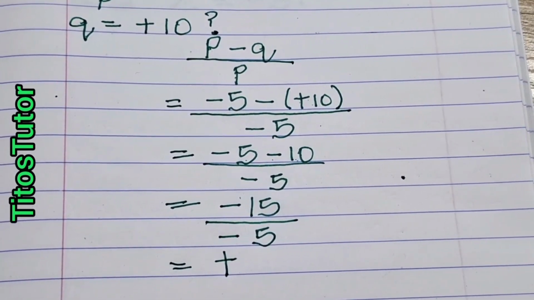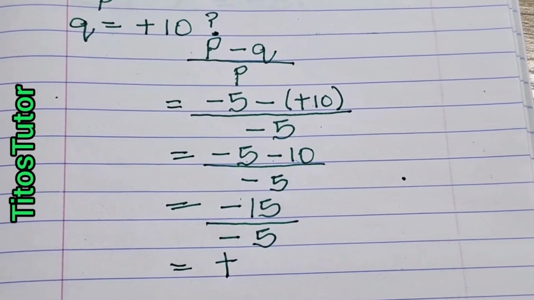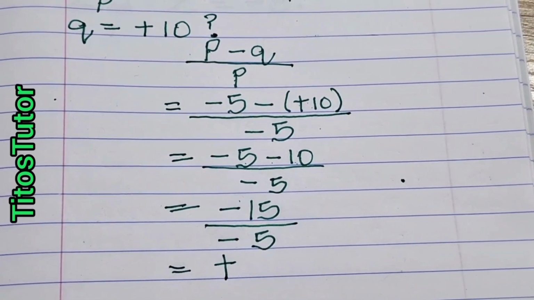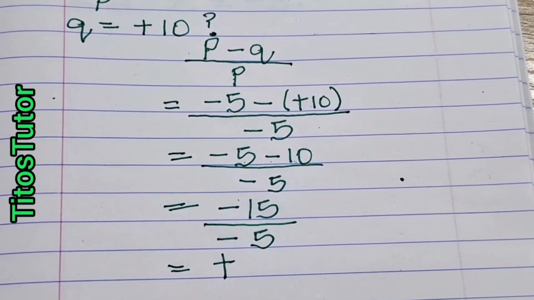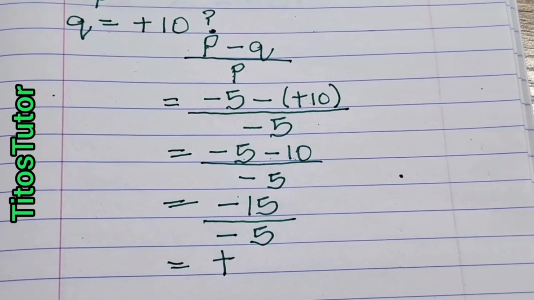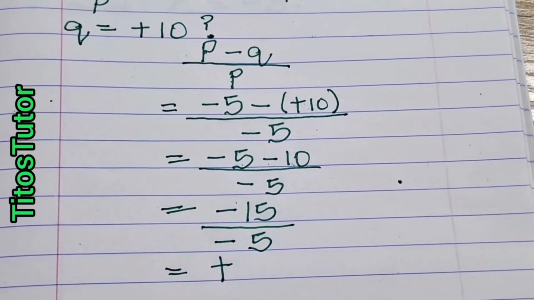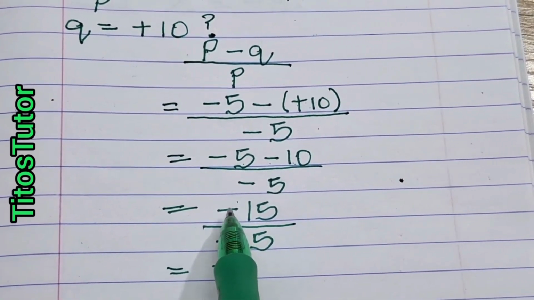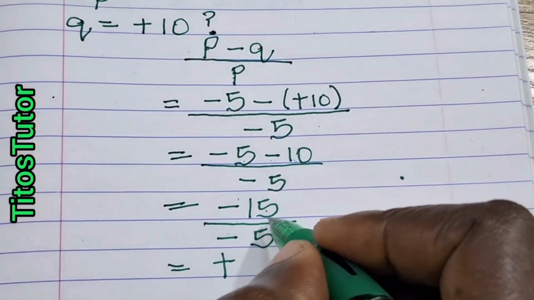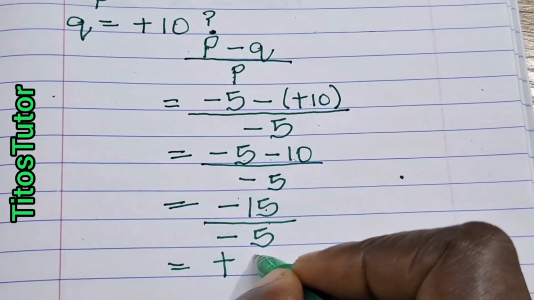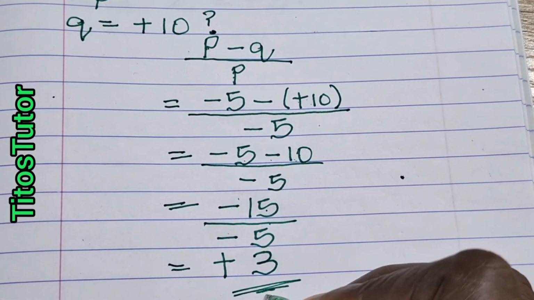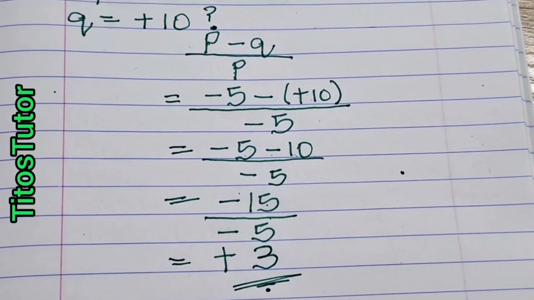If you have issues with your directed numbers, with positive and negative signs and how they interact, I would love you to search for our video on directed numbers and watch it. It will be very helpful. Okay, so a negative and a negative dividing each other is positive. So 15 divided by 5 is 3. Final answer is +3.